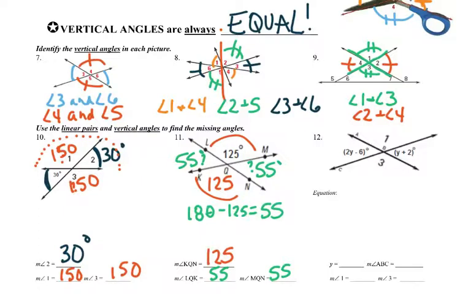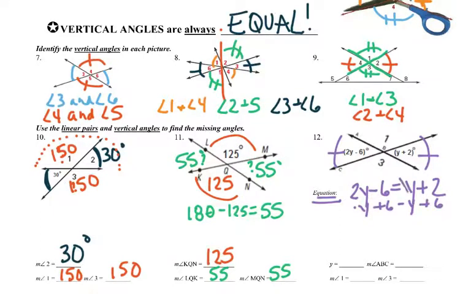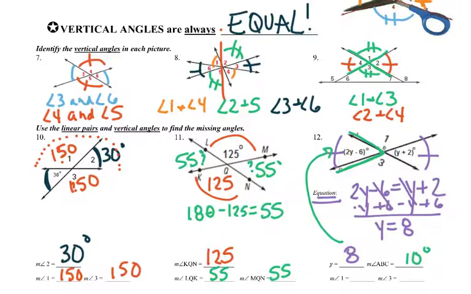Our last one here is going to be an equation. I notice on the picture that I have vertical angles, and so I know that those are going to be equal to each other. So 2y minus 6 equals y plus 2. And I could subtract y and add 6, and I'm going to get y equals 8. But I'm not quite done, am I? Looks like I have a little extra work. It asks me for angle ABC. That's this angle here. So I'm going to have to plug in the 8. 2 times 8 is 16. 16 minus 6, 10 degrees. So if that guy's 10 degrees, this guy's 10 degrees.